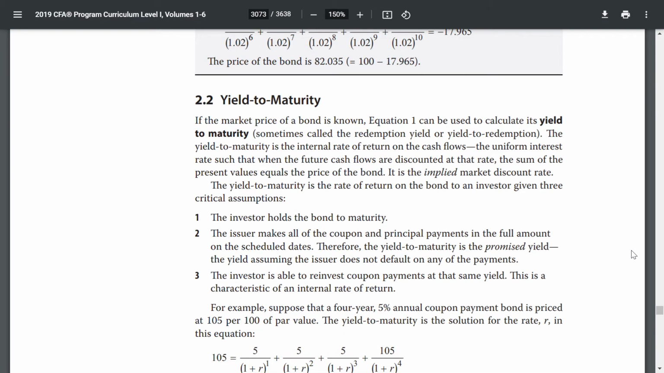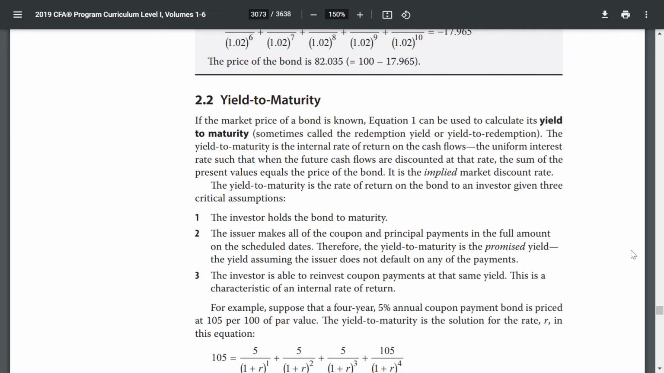Yield to maturity. If the market price of a bond is known, equation 1 can be used to calculate its yield to maturity. The yield to maturity is the internal rate of return on the cash flows, the uniform interest rate such that when the future cash flows are discounted at that rate, the sum of the present values equals the price of the bond. It is the implied market discount rate.